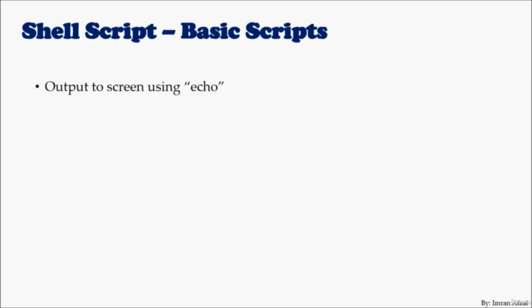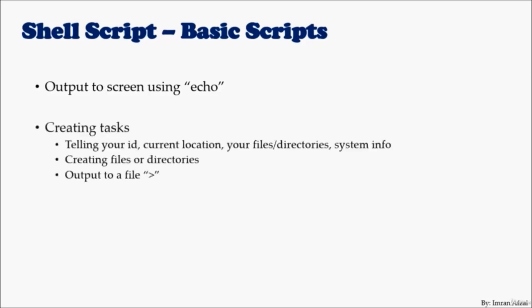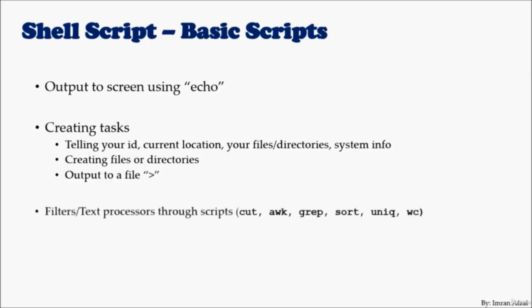Some of the shell scripts that we could cover are like outputting to the screen using the echo command. We could create tasks such as telling what is your ID, your current location, the files and directories, and some of your system information. Another way, we could create a script that will create your files or directories for you. And then we could also output to a file within your script.